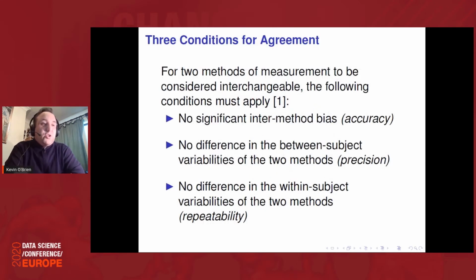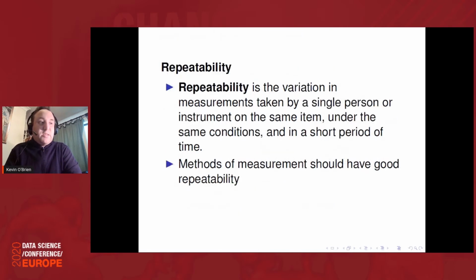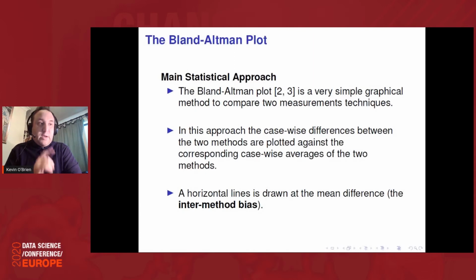So there are 3 conditions of agreement, and I'm going to talk about these shortly. I just touched upon them there: accuracy, precision, and repeatability. Precision and repeatability are the 2 key ones. Essentially, repeatability is, does the method agree with itself? And precision is, on average, do the methods agree with each other? Accuracy is not so important. It's easy to test for. So I'm just going to skip through this here.